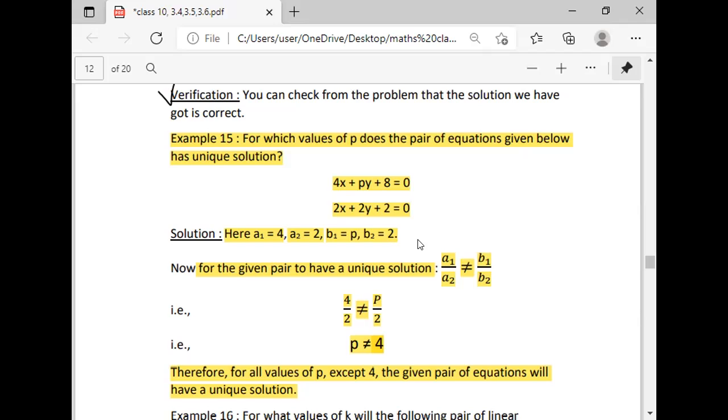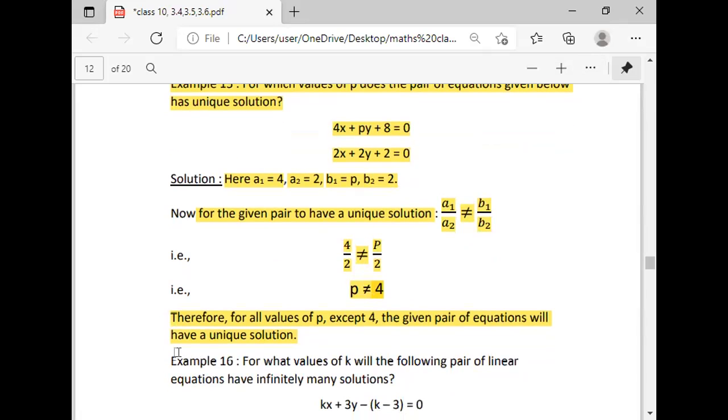And our question was, for which values of P will this equation give us a unique solution? We have given the answer: P can take any value except the number 4. Okay, so are you all clear? We can take any number except 4.